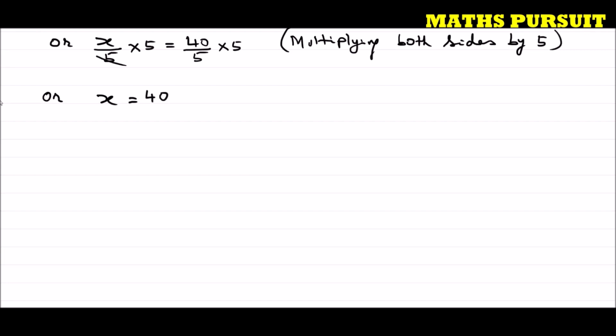How 40? This 5 cancels out. Here also, on the right hand side, this 5 and this 5 cancel out. We got the value of x as 40. So this is our first part of the question. What we got? We got x is equal to 40. Now let us look into the second part of the question. The second part of the question is asking us to check the result.